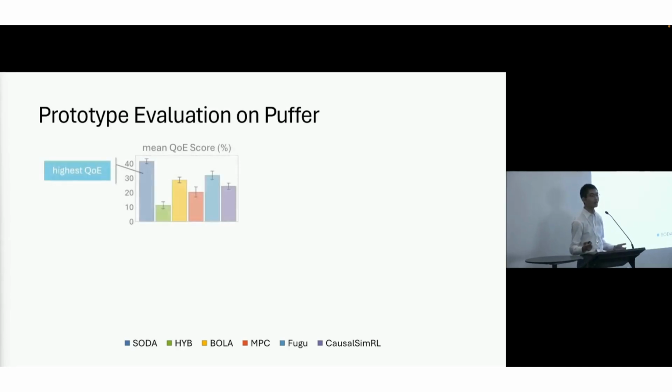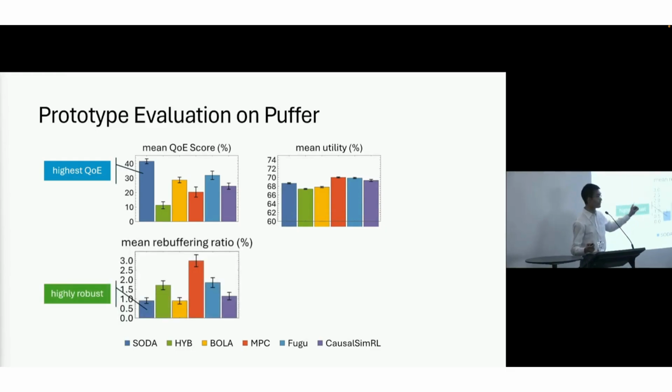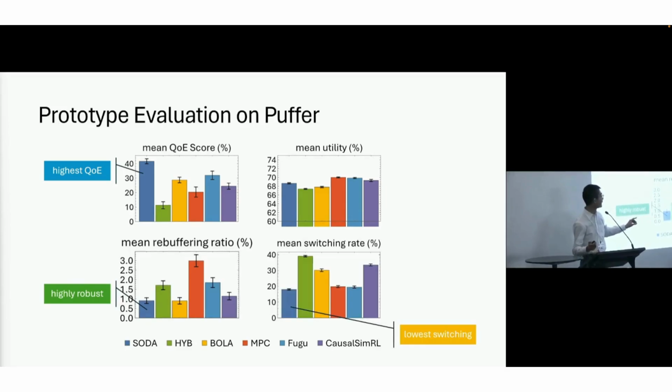The takeaway from our empirical evaluation is that SODA achieves the highest mean quality of experience by a significant margin against state-of-the-art baselines. And to do so, it achieves a reasonable quality, but more importantly, significantly lower rebuffering ratio, meaning it's highly robust, and also the lowest bitrate switching, meaning it delivers a highly consistent video viewing experience.